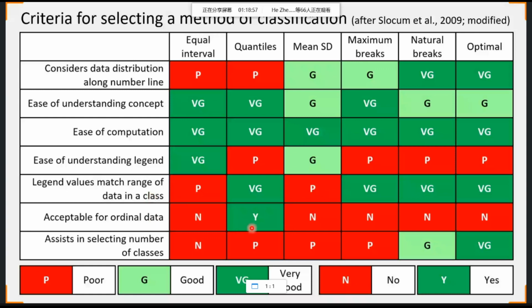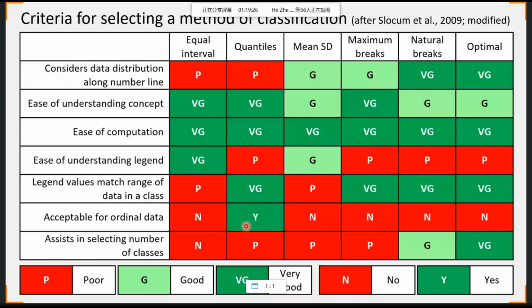Which is very interesting, I mentioned that before, is the acceptance for ordinal data. So the only method acceptable for ordinal data is quantiles. So this is the only yes here. This is important to know. If you have ranked data, ordinal data, then if you need a classification, use quantiles.